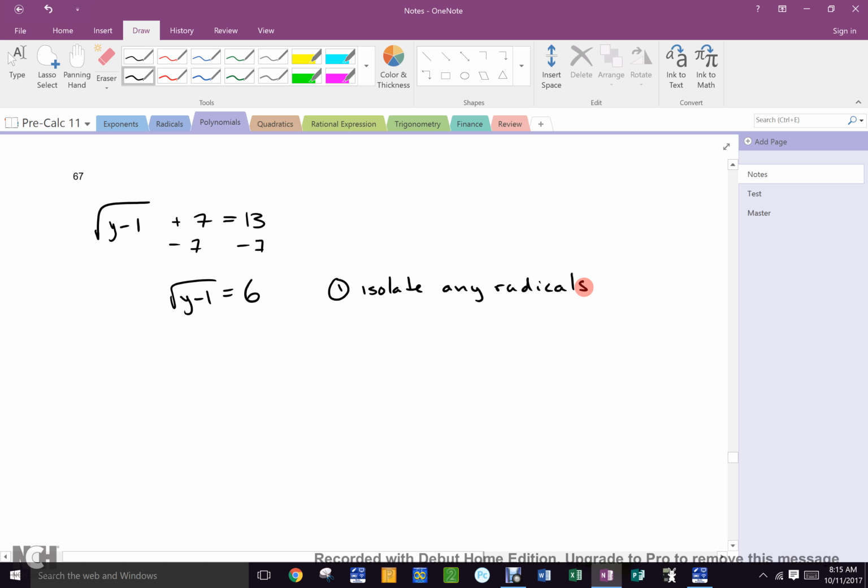Now, next thing. It's isolated. We don't like the radical, right? So we see a square root, so what do we have to do to get rid of it? Square it. Now, this is where it starts to get weird. When I square this side, what do I get? I get y minus 1. And when I square this side, what do I get? 36.